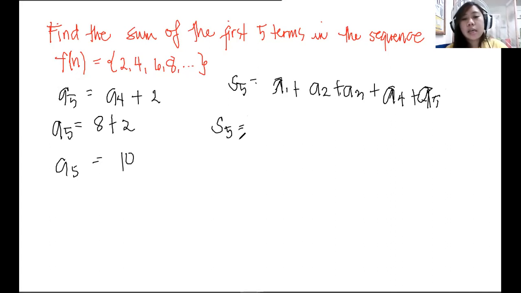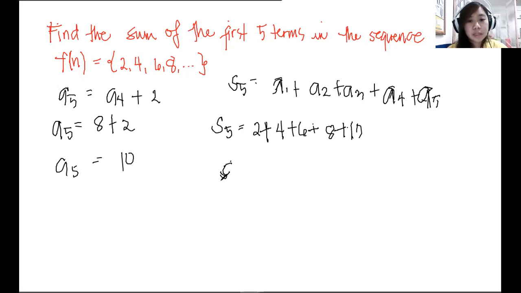S sub 5 is equal to 2 plus 4 plus 6 plus 8 plus 10. Okay, so i-add po natin siya. S sub 5 is equal to 2 plus 4 is 6. 6 plus 6 is 12. 12 plus 8 is 20. And 20 plus 10 is 30. So the sum of the first 5 terms in the sequence is 30.